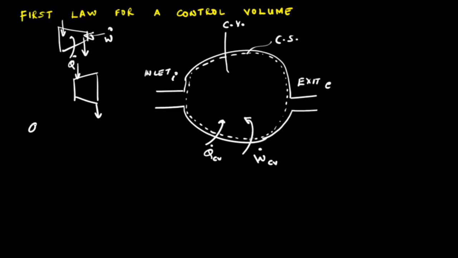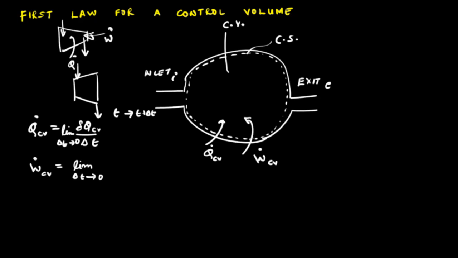So what is this? Let's say if you add heat delta Q CV to this system over time t to t plus delta t, then Q dot CV is defined as this delta Q CV by delta t in the limit of delta t tending to 0. Similarly, the time rate of work, which is the power, is given by the limit of delta t tending to 0, delta W CV by delta t. Here delta W CV is the work that is done on the system from time t to t plus delta t.